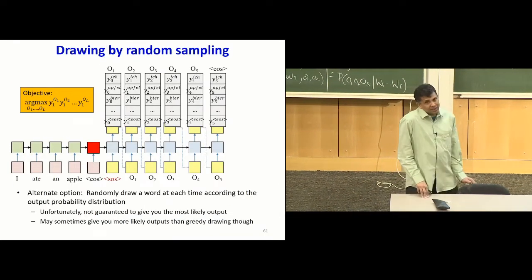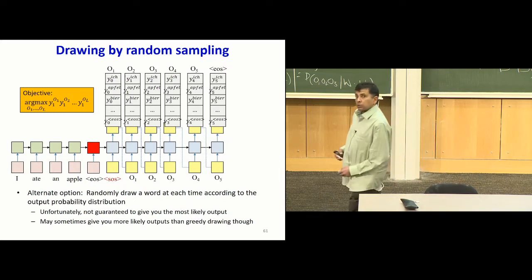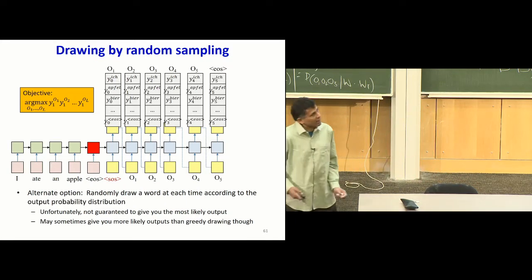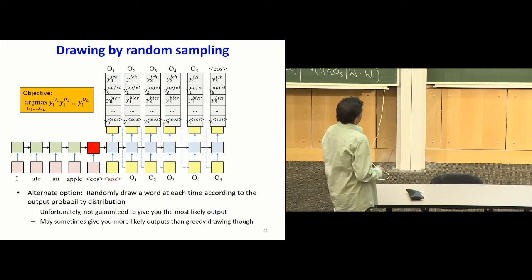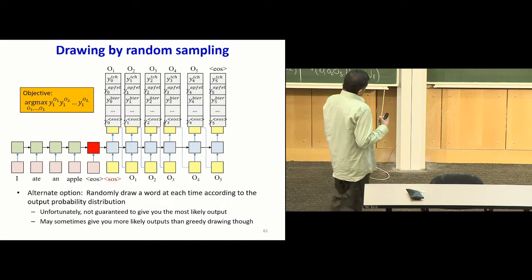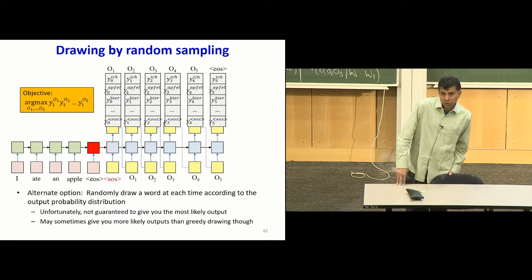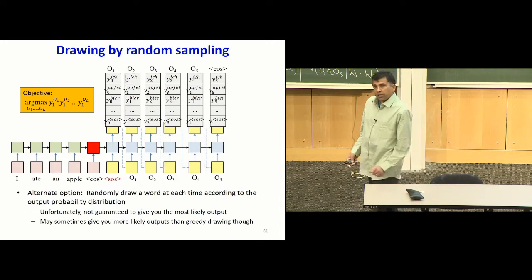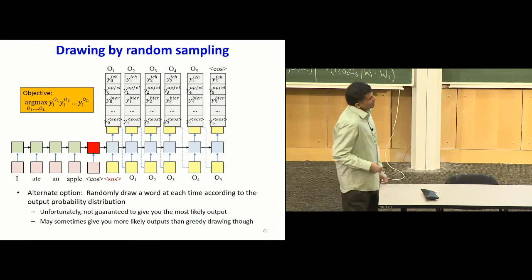Once again, random sampling is not guaranteed to give you the most likely output sequence. And our objective is to obtain the most likely output sequence. So this is not a satisfactory solution. Although to be honest, sometimes this random sampling process can actually give you better solutions. In fact, often it can give you better solutions than the greedy selection of the most likely word at each time.